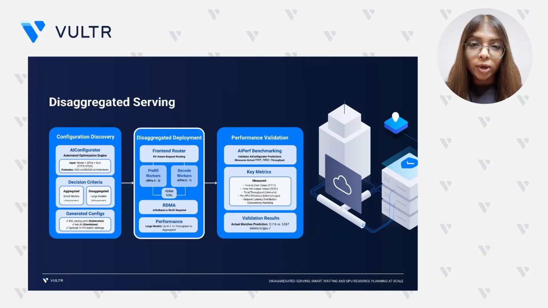But deciding whether to use disaggregated or aggregated serving isn't always obvious. This is why Dynamo includes AI Configurator. It takes your model, GPU count, and SLA targets, evaluates both architectures, and automatically determines the optimal configuration.